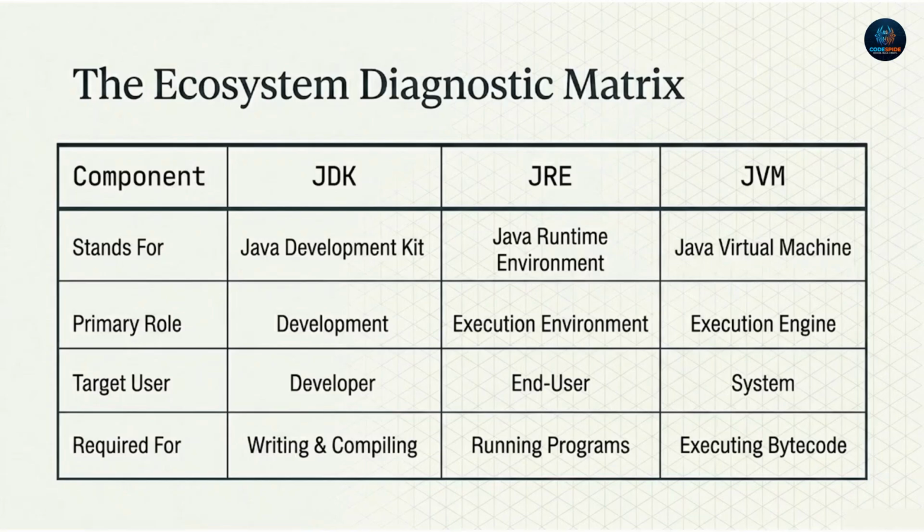Before going to the source code, here is the complete difference between JDK, JRE and JVM. JDK stands for Java Development Kit, JRE for Java Runtime Environment, JVM for Java Virtual Machine. The primary role of JDK is to develop our entire code, the JRE is responsible for the execution environment, and the JVM is responsible for the execution engine. JDK is required for writing and compiling the code, JRE is required for running the programs, and lastly, JVM is required for executing the bytecode.